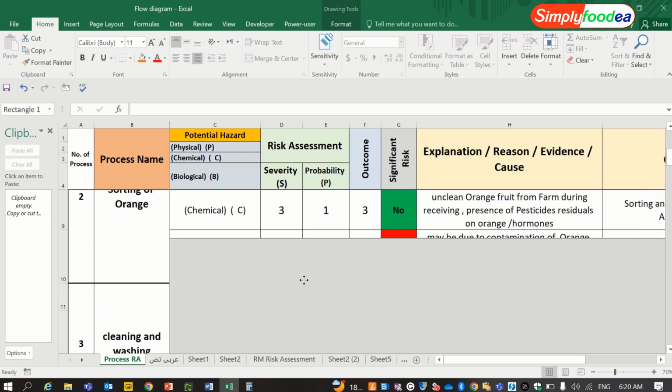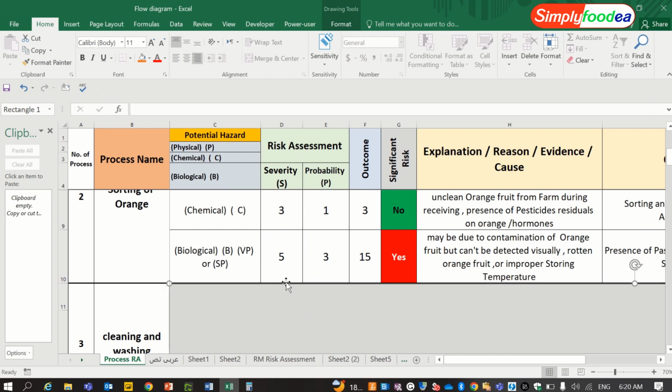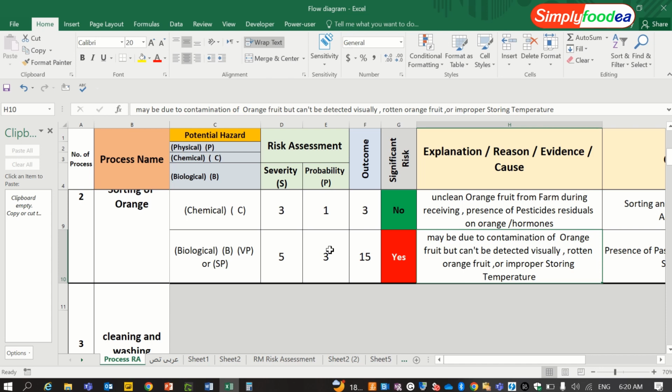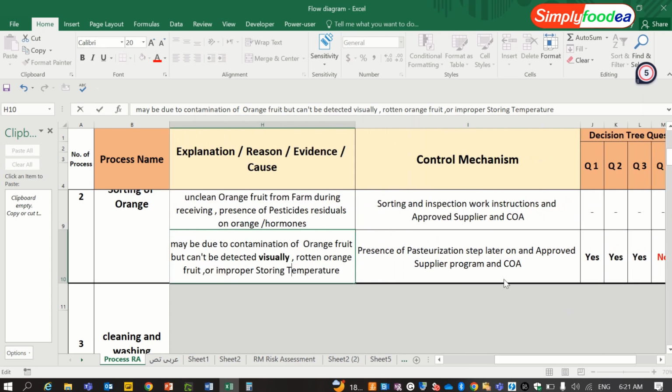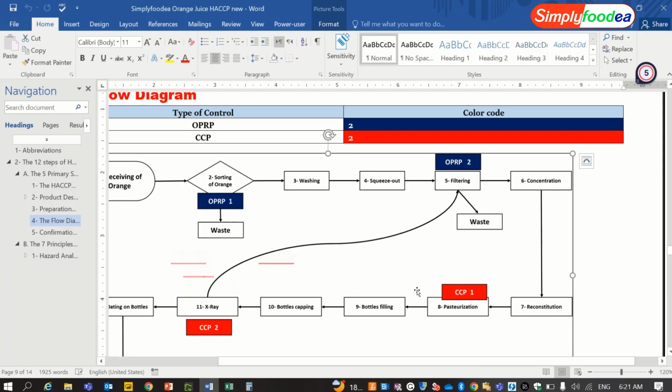Okay, and the last thing will be the biological hazard in the process. So the severity will be 5 and the probability will be 3. The outcome will be 15, so it's a significant risk. Why did we choose the severity by this number and the probability by this number? Because maybe due to contamination of orange fruit that can't be detected visually, so there are partially rotten fruits, or rotten orange fruits, or improper storing temperature for the fruits while receiving. The control will be the presence of the pasteurization step, which is here in the flow diagram.